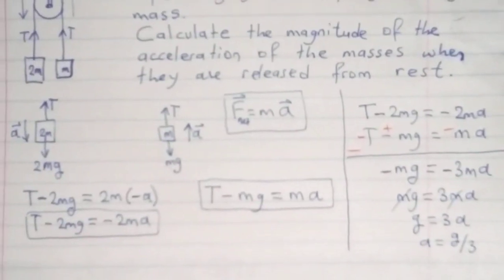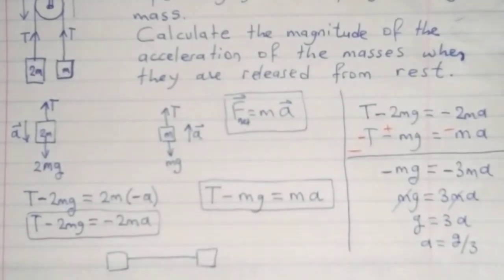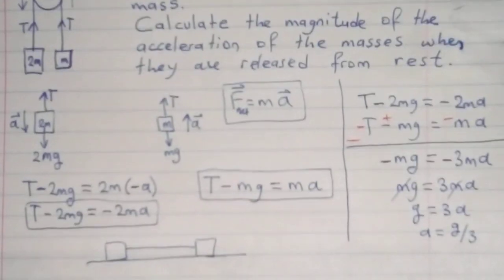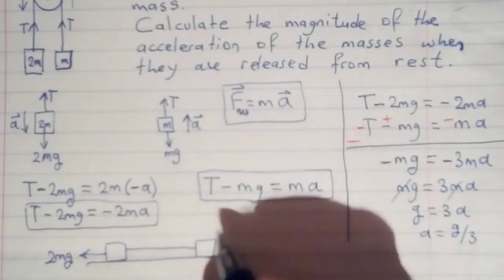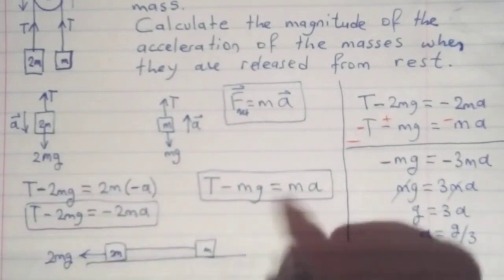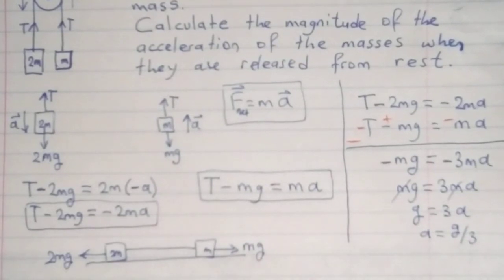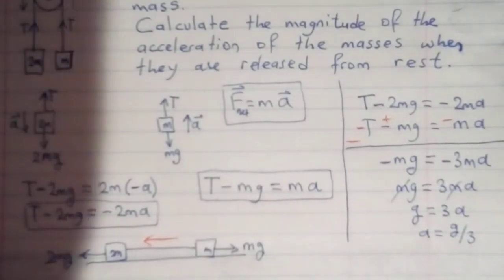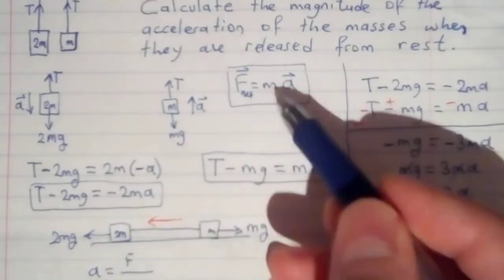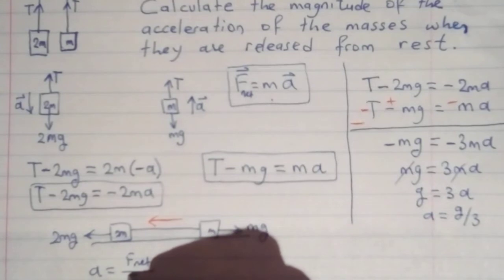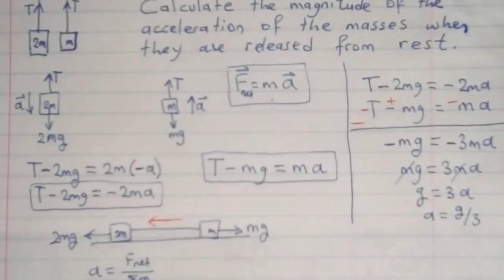Alternatively, we think that there is a mass here and another mass here, simply on a flat table. The force in this direction is due to 2mg, the weight of the 2m mass, and due to the second mass m, the force in the other direction is mg. Because 2mg is bigger than mg, and the direction of the motion is towards 2mg, we can write the acceleration as F net over the total mass, the sum of m, because we have two masses and we are considering them at the same time.